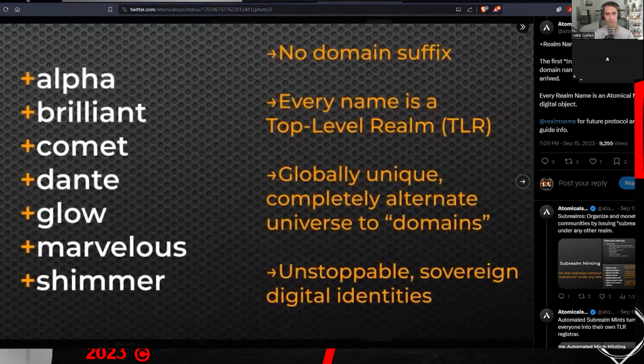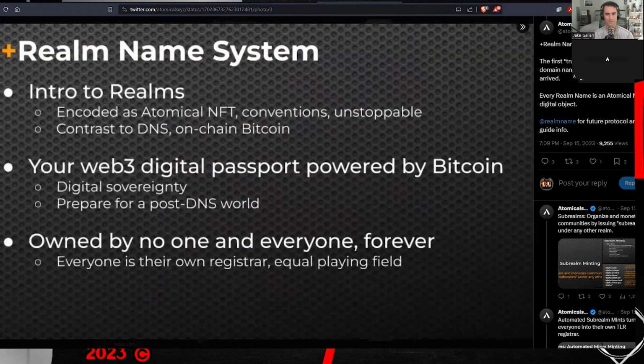In the domain parlance, it's called the TLD. We're calling it TLR for top-level realm. It's a completely unique alternative universe to domains. It's unstoppable, just like Unstoppable Domains on Ethereum. The difference is there's no central contract, there's no central team, there's no renewal fees like ENS. This is the purest form of NFTs. Think of Namecoin on Bitcoin. That's really my goal from the beginning of this, was to invent Namecoin directly on Bitcoin itself.